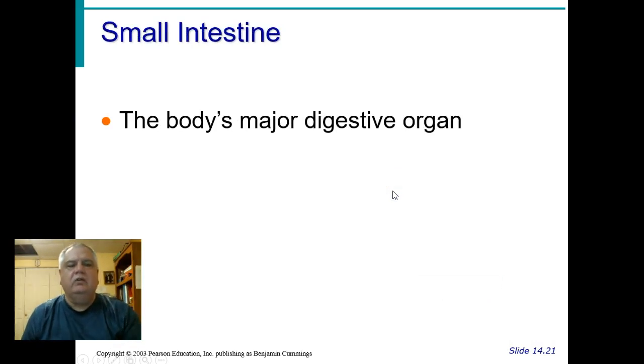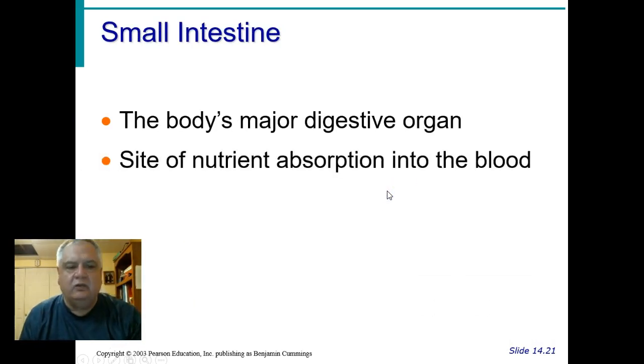All right, let's move on to the small intestine now. The small intestine is your body's major digestive organ, and it's also the site of nutrient absorption into the blood. So this is where the majority of digestion is going to take place, in the small intestine. And once the food is digested, it is also going to be absorbed.